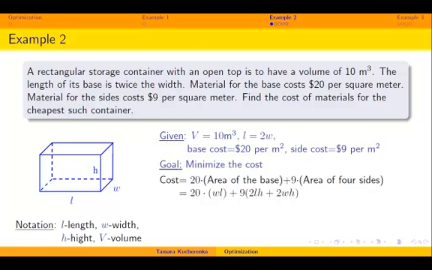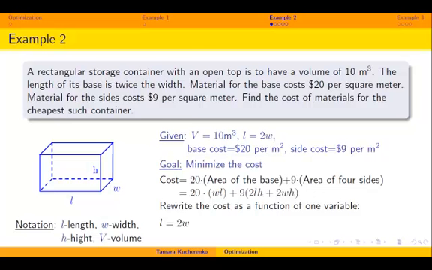The cost function depends on three variables: L, H, and W. To find the minimum, we need to eliminate two of the three variables and rewrite the cost function as a function of one remaining variable. We are given that L equals 2W. When we substitute 2W for L in the cost function, we eliminate L.